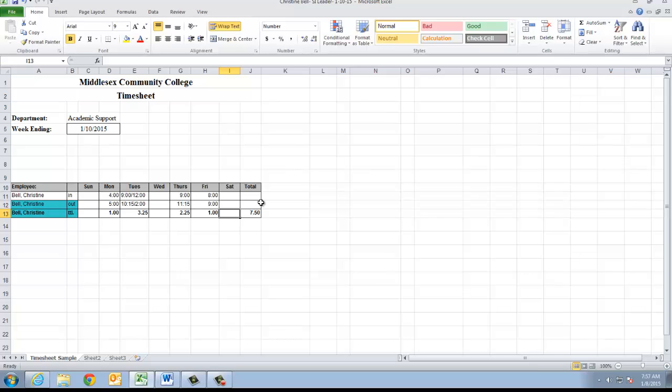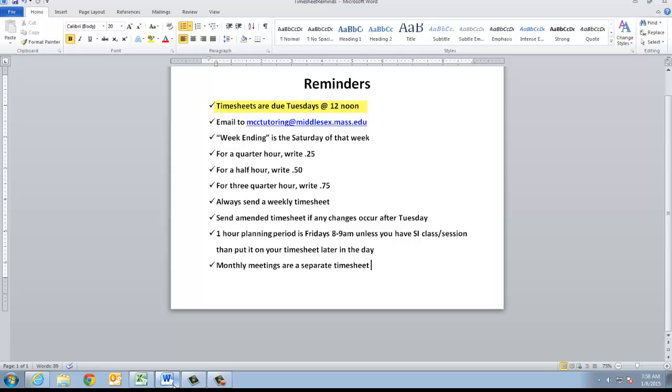Please remember, submit different timesheets for different events. Monthly meetings are separate, and if you are an SI leader and you also are a tutor, they are separate timesheets as well. The state law requires employees that if you work 6 hours or more consecutively on the same day, you must take a 30-minute break. Please remember, timesheets are due Tuesdays at noon.